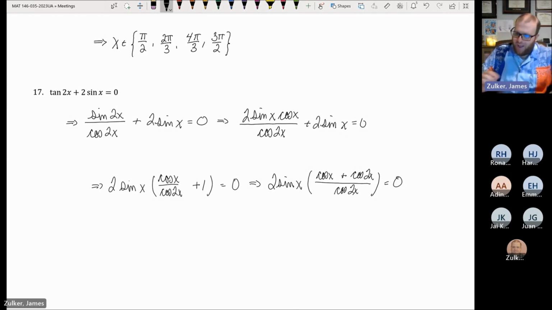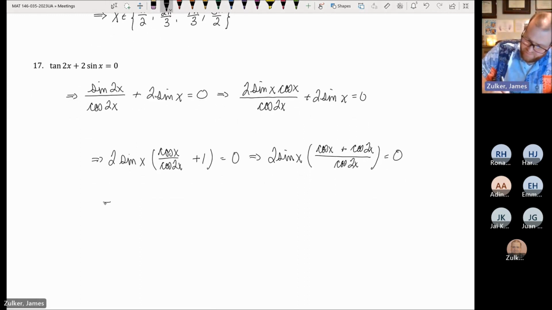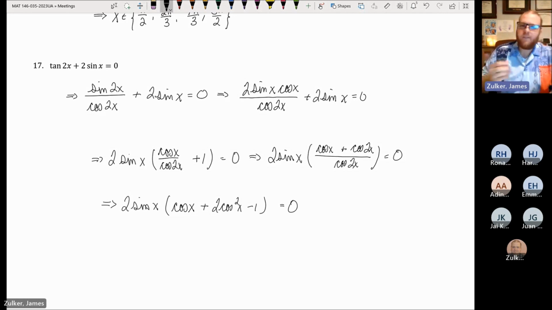Multiply through by cosine of 2x, and also replace cosine of 2x with 2 cosine squared minus 1. Keep in mind, this is going to exclude values where cosine of 2x is equal to 0, which is fine because we had tangent anyway, which does the same thing.